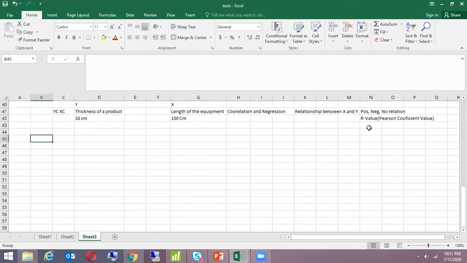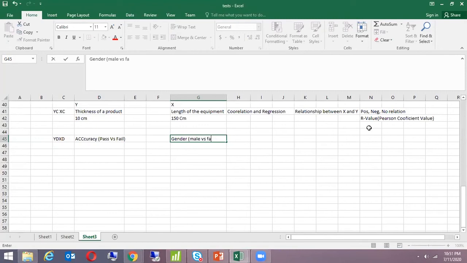When my Y is discrete and my X is also discrete, an example could be accuracy, which could be pass versus fail, versus gender. Okay, because it has categories, male, female. It can have many. Another example could be accuracy versus shifts, accuracy versus sites, but it has to be categorical.